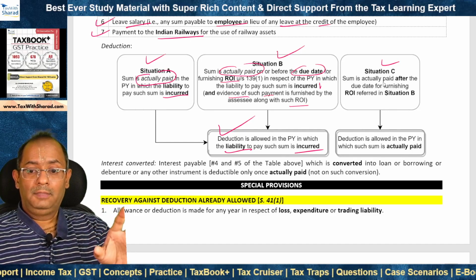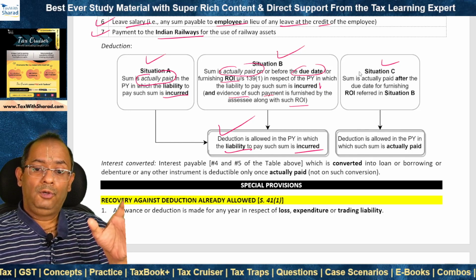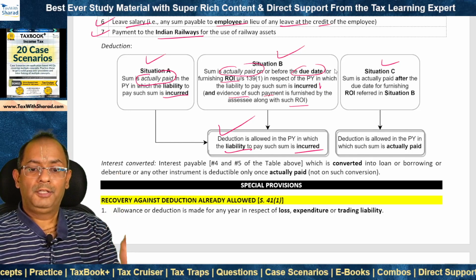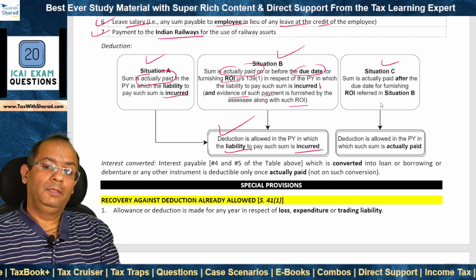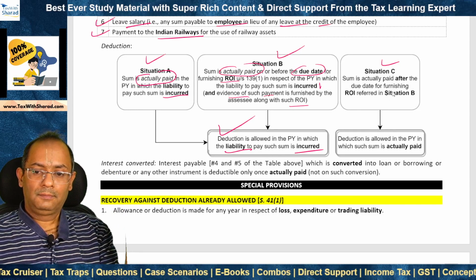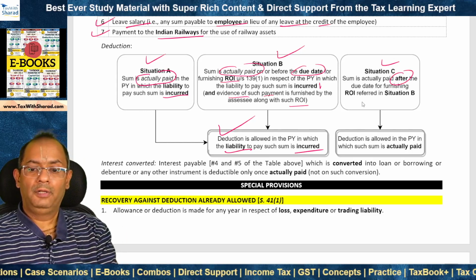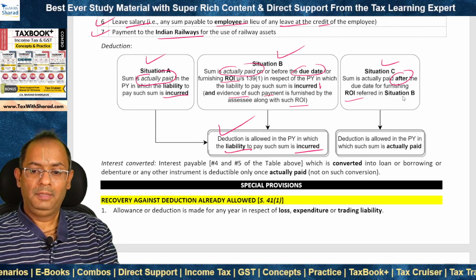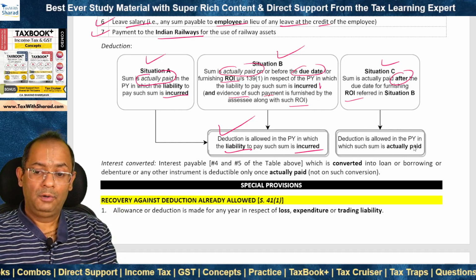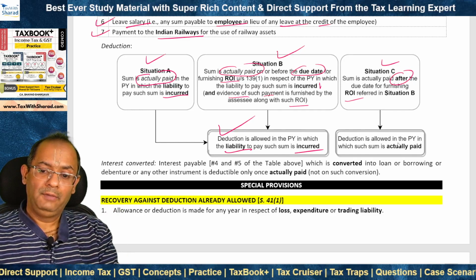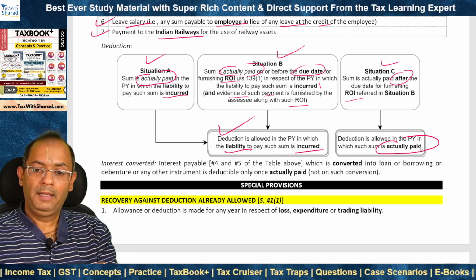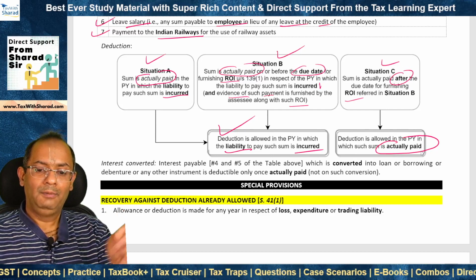But where the sum is not paid even till the due date of furnishing return of income, deduction is not allowed in the relevant previous year. So this will be a case where the sum is actually paid after the due date of furnishing return of income referred in situation B. In that case, when will the deduction be allowed? It will be allowed only in the previous year in which such sum is actually paid, not in the previous year in which the liability was incurred.